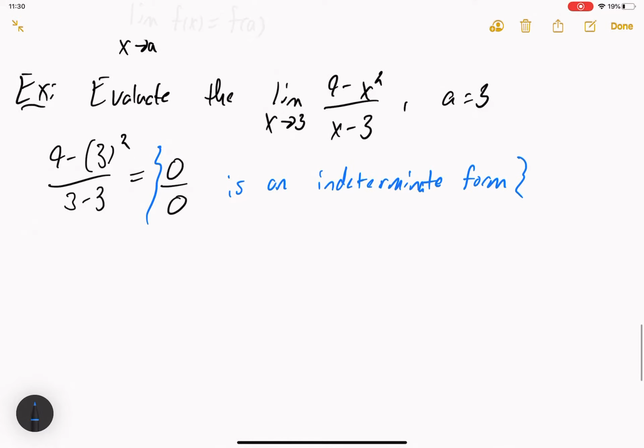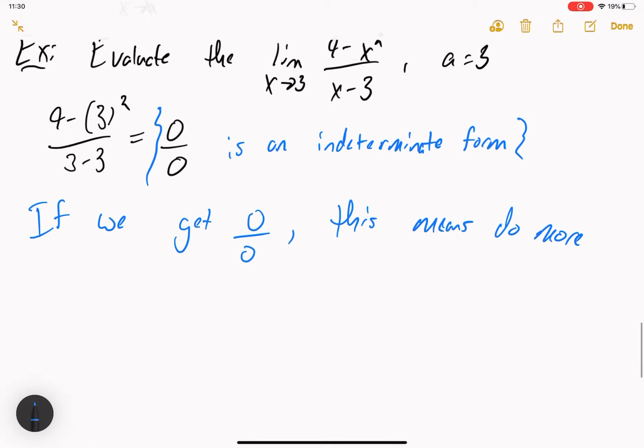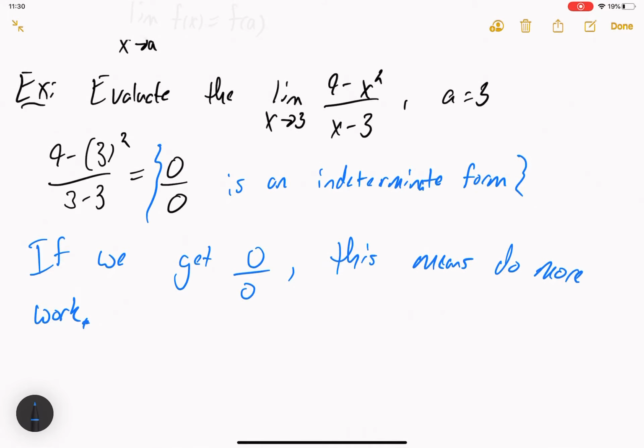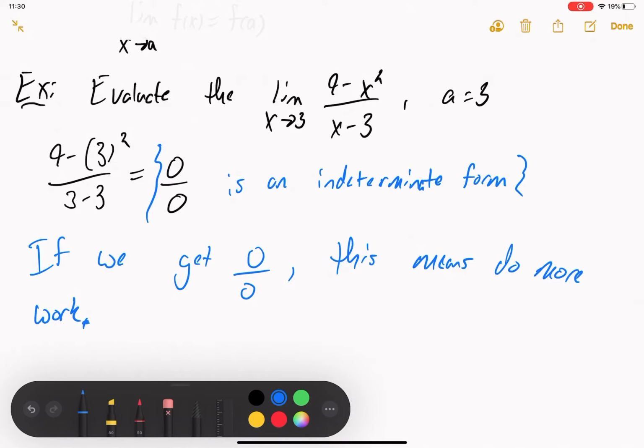As a hint, if we get 0 divided by 0, this means do more work. Work could mean algebraic manipulations, or it could be using identities. It just means we need to change the function a little bit so that we have it in an easier form for us to work with. So how do we get around that?